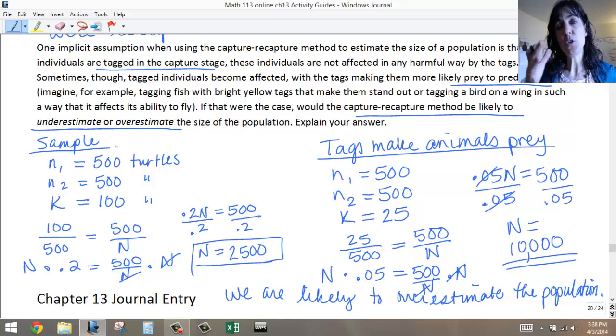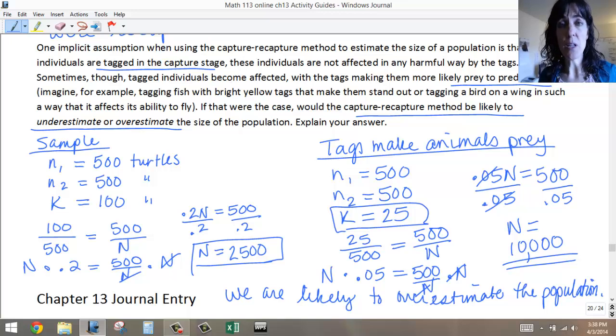And then I used that as my example where the tagging went bad, and so I have my n sub 1, n sub 2 I could leave the same as whatever I decided to use for my first sample, and then my k I had to make smaller. So I chose to make that smaller because of what was being said up here in the problem.